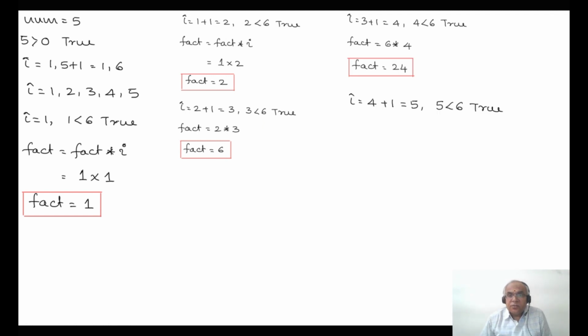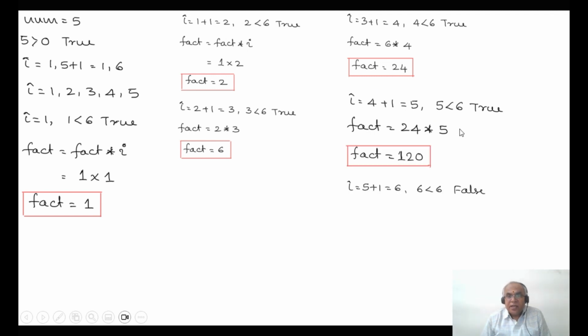Then again I is equal to 4 plus 1, it becomes 5. 5 is within 6, condition is true. Then fact will be equal to the previous value of fact, which is 24, into I. It becomes 120. Again I is incremented with 1. 5 plus 1 is 6. Is 6 within 6? No, condition is false.